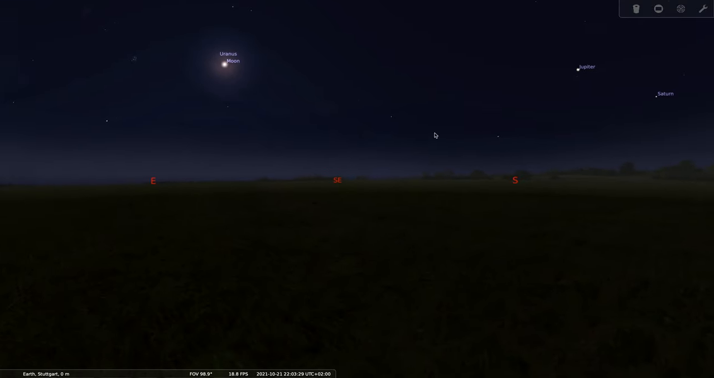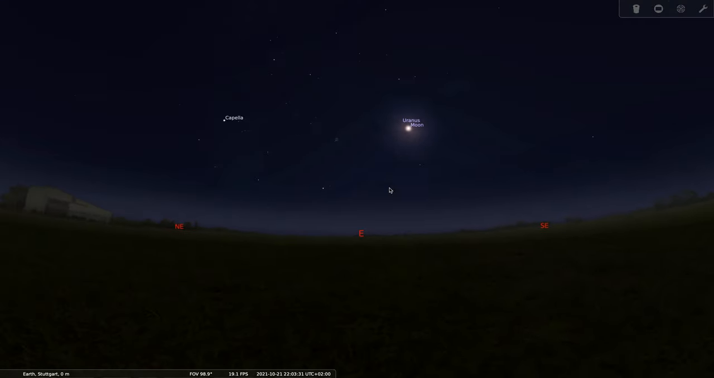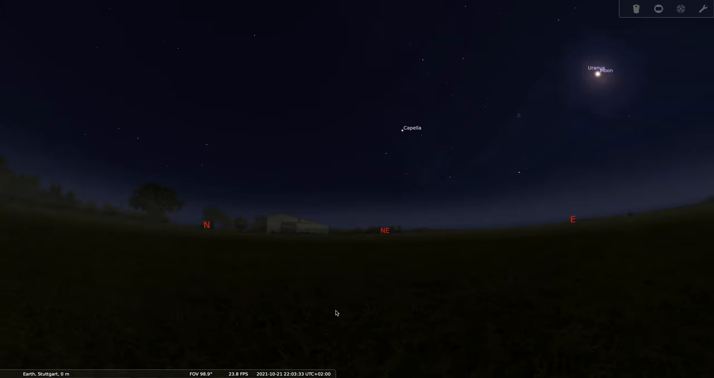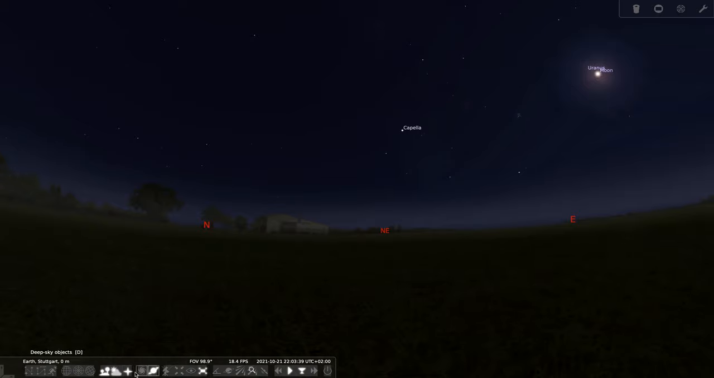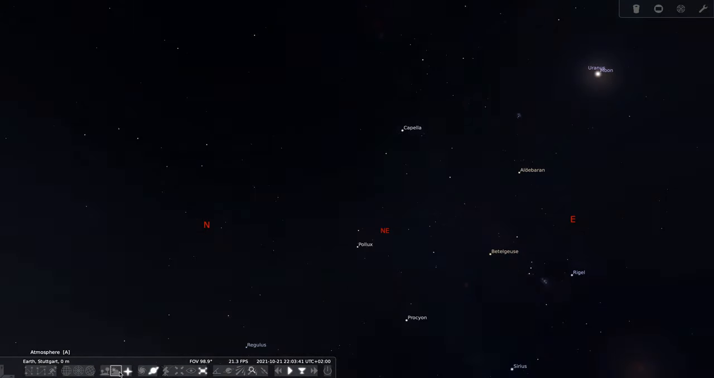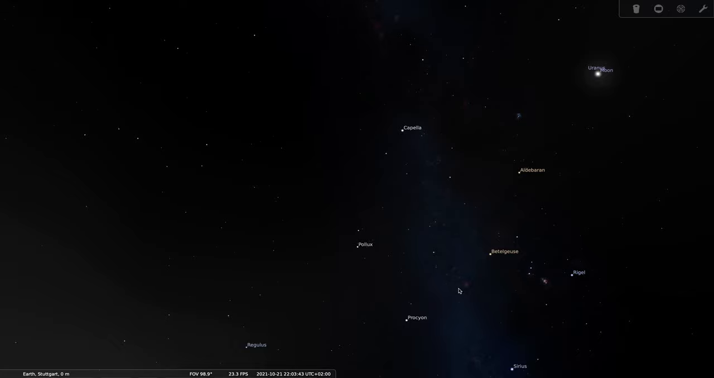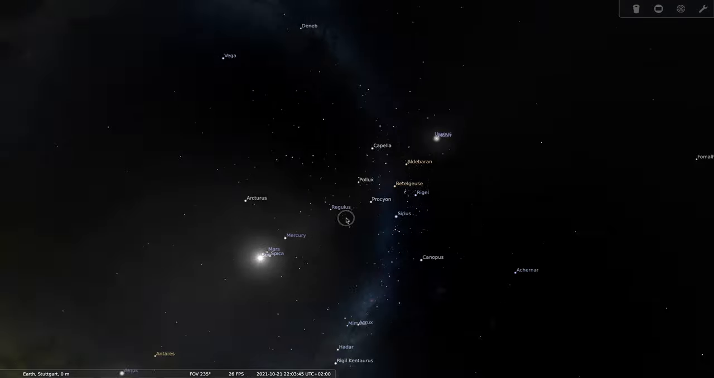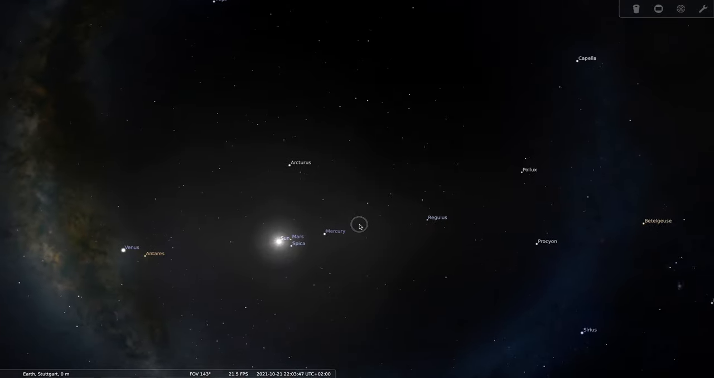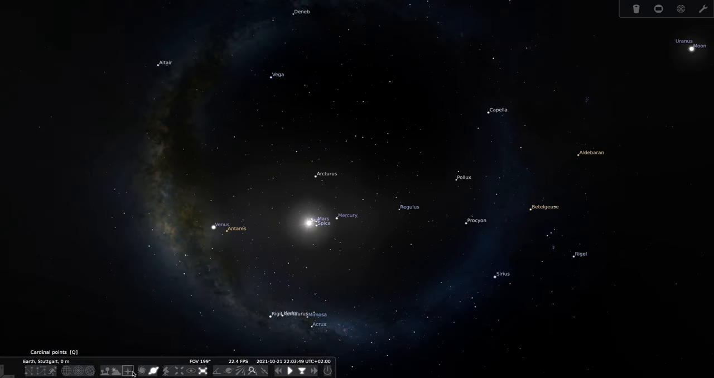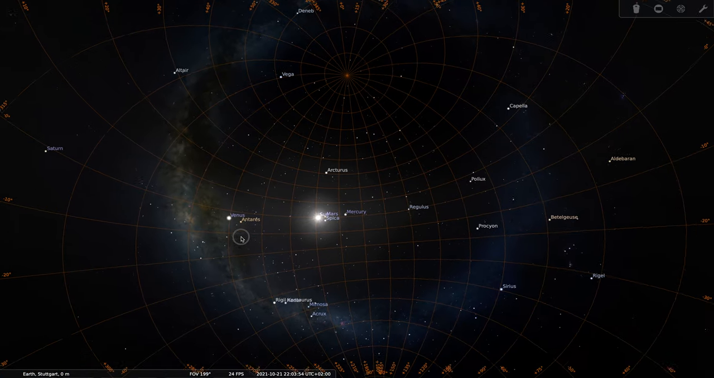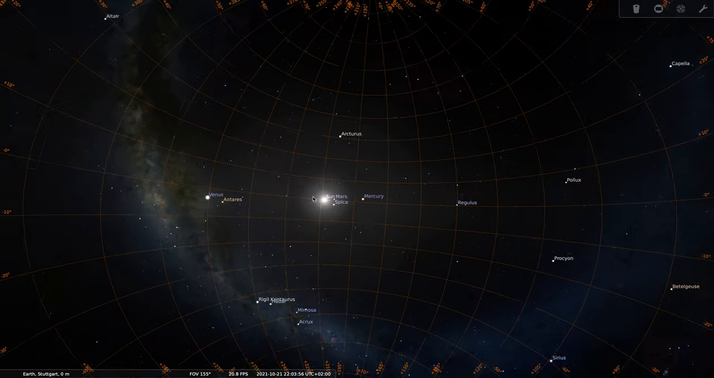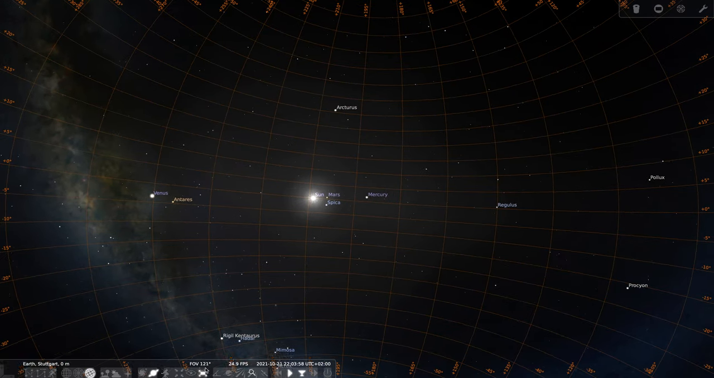Now we don't see any lines here yet, so this is like the night sky. But what we can do is first turn off the ground, the atmosphere, and also the compass. So we have now the entire night sky, and now we can turn on the ecliptic grid. The ecliptic grid is here. Now this looks maybe a little bit confusing, but let's work on this together.